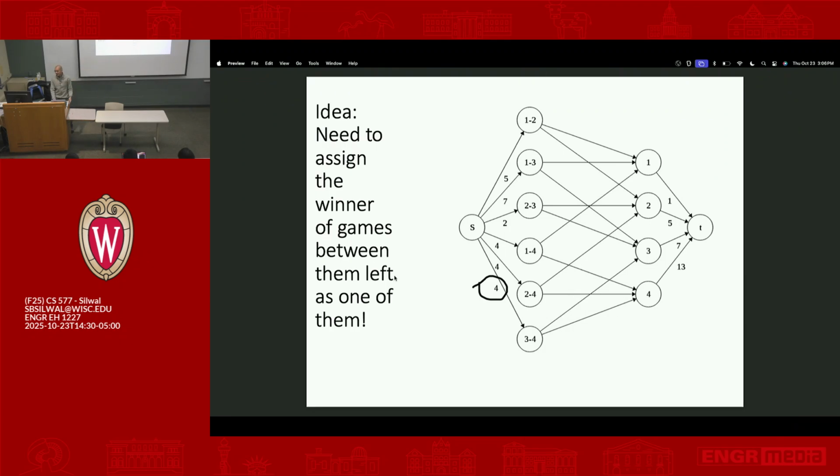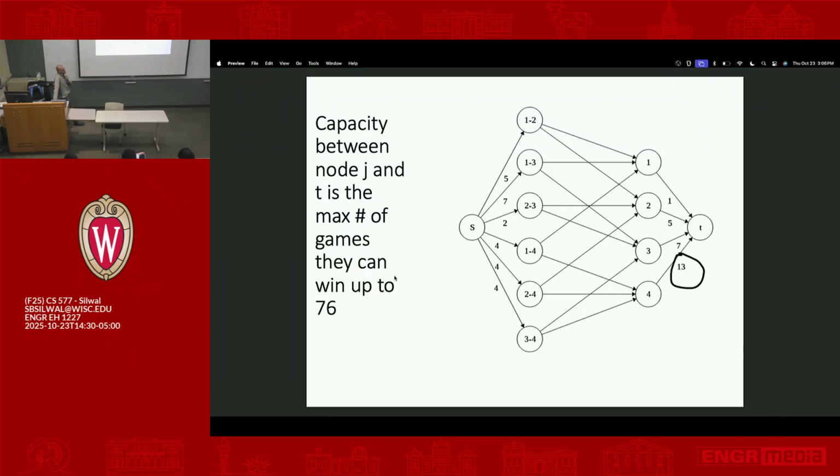And the idea is, for every game between every pair, I need to give it to one side or the other. I need to give the wins to one. So that's why the capacity is there. And now, what are these numbers? Ultimately, I want to enforce that every team ends up with at most 76 wins. Otherwise, Detroit has no chance of ever being first place.